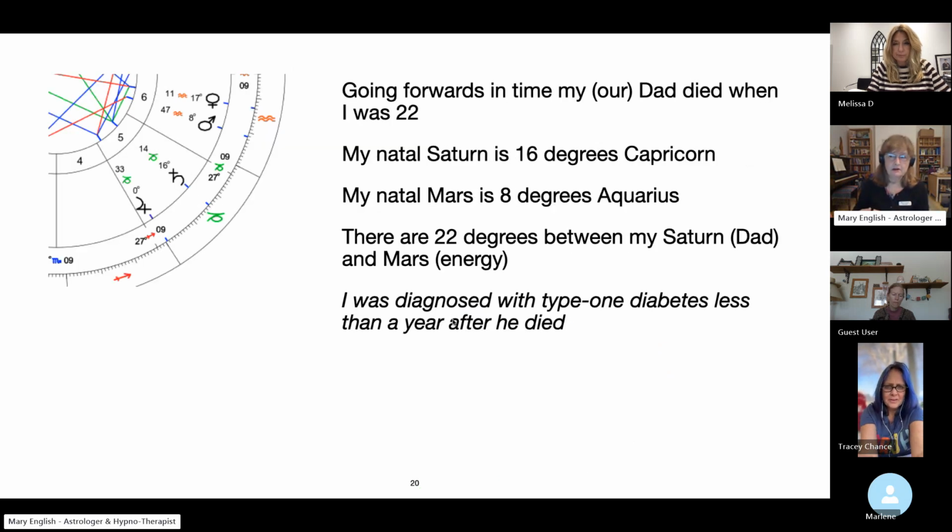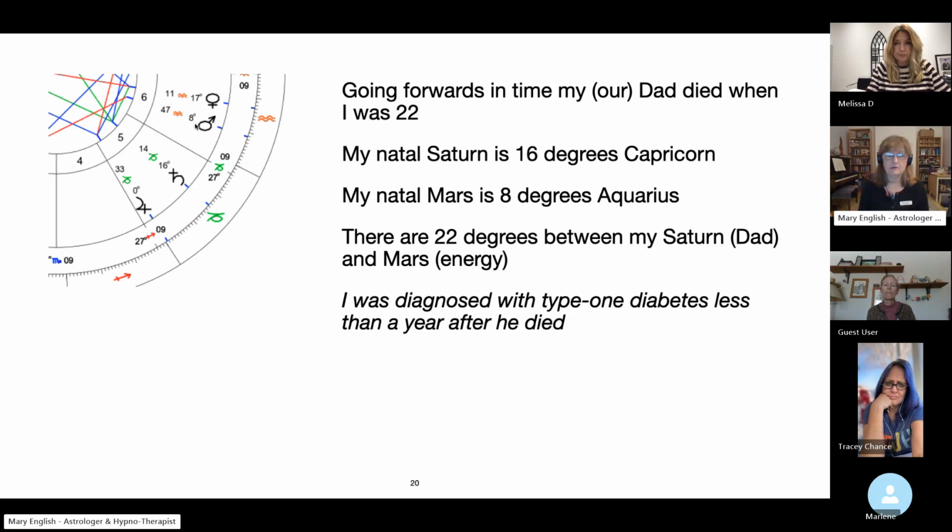So going forwards in time, my dad died when I was 22. This is my natal Saturn at 16 degrees Capricorn, and my natal Mars is at 8 degrees Aquarius. There are 22 degrees between my Saturn, Dad, and my Mars energy. And I was diagnosed with type 1 diabetes less than a year after he died. When he died I was 22, and there's 22 degrees between my Saturn and my Mars.